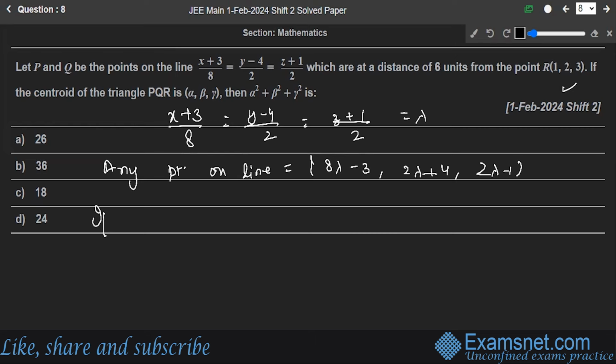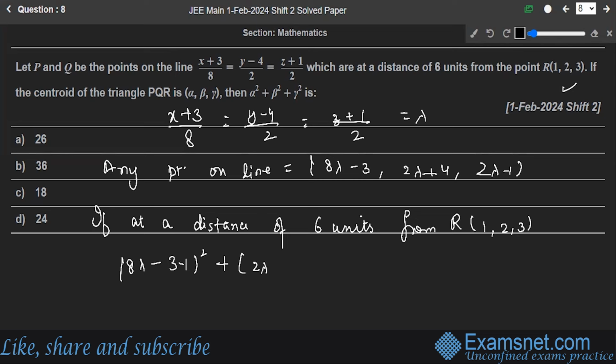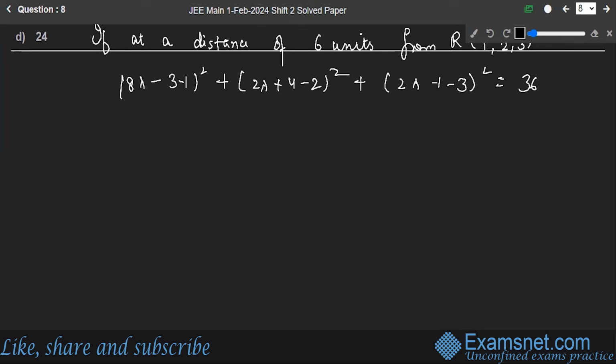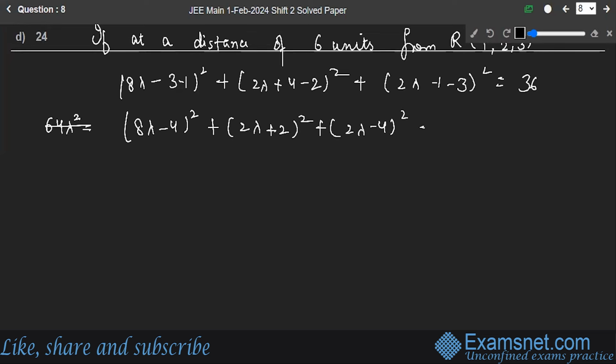So, at a distance of 6 units from the point R, which is given to you as 1, 2, 3, this will be equal to (8 lambda minus 3 minus 1) square plus (2 lambda plus 4 minus 2) square plus (2 lambda minus 1 minus 3) square. This is equal to 6 square, which is equal to 36. Solving it, now it's a big number, have some patience. This will be 8 lambda minus 4 whole square, 2 lambda plus 2 whole square, 2 lambda minus 4 whole square is equal to 36.